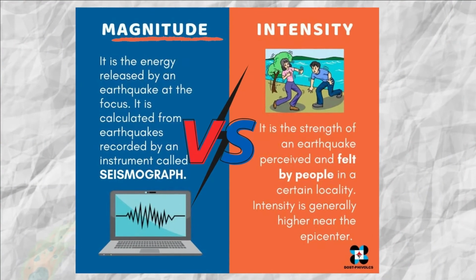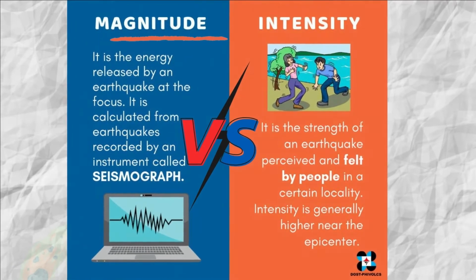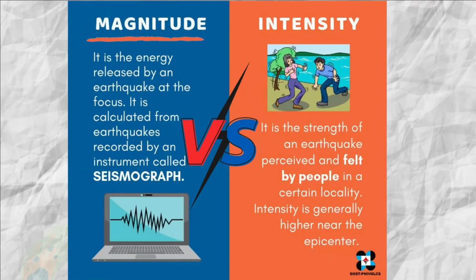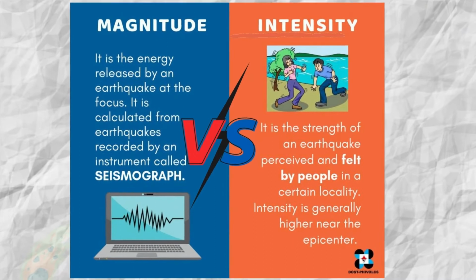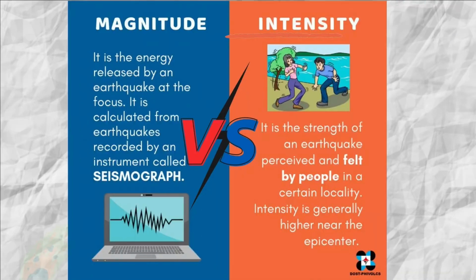Once again, let's define what is magnitude. Magnitude is the energy released by an earthquake at the focus. It is calculated from earthquakes recorded by an instrument called seismograph. On the other hand, intensity, it is the strength of an earthquake perceived and felt by people in a certain locality. Intensity is generally higher near the epicenter.